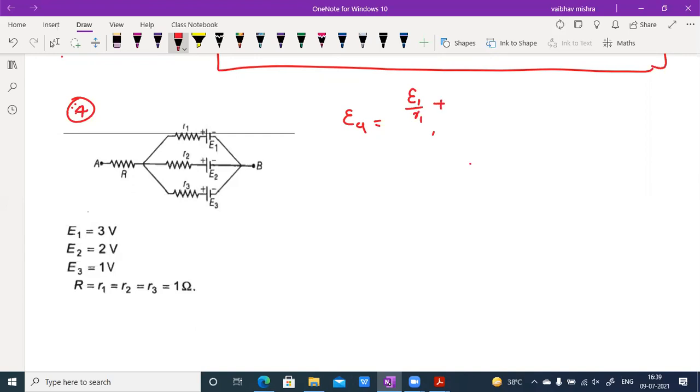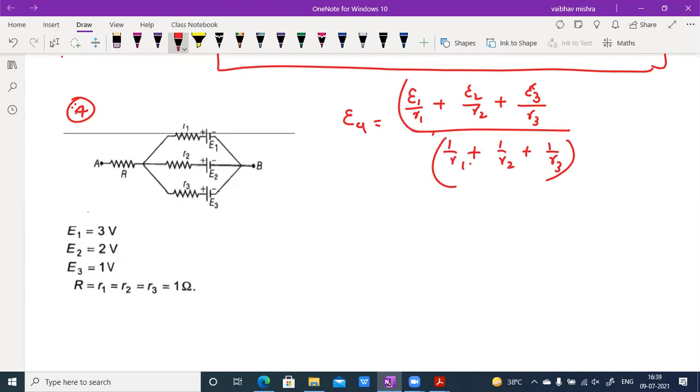No. So E1 by R1, and in the denominator 1 by R equivalent, and that is 1 by R1. That was when it was identical. Here it is not identical. Yes, sir, when the EMFs are different, then the equivalent EMF is this.